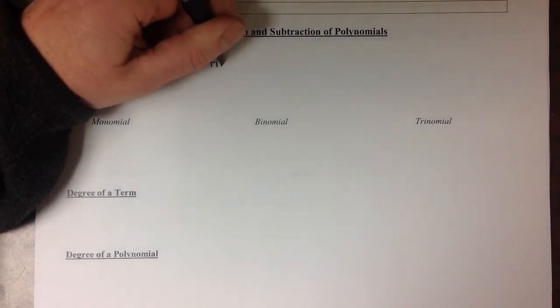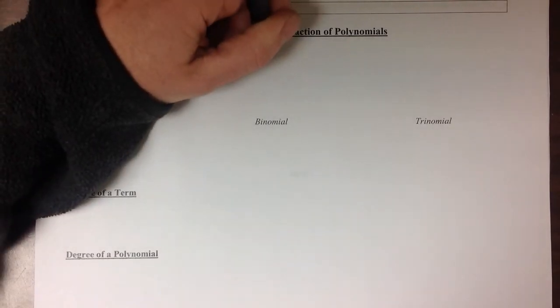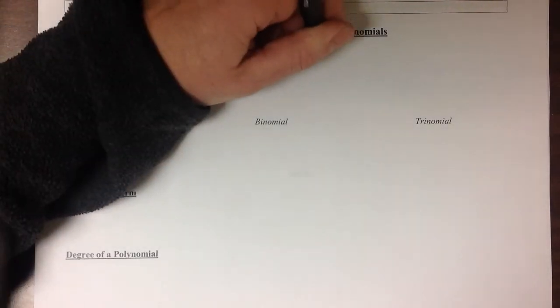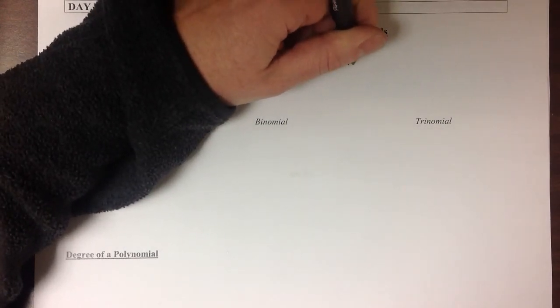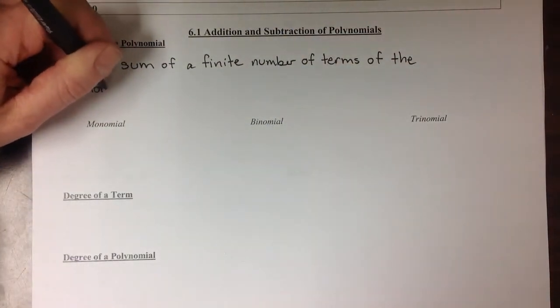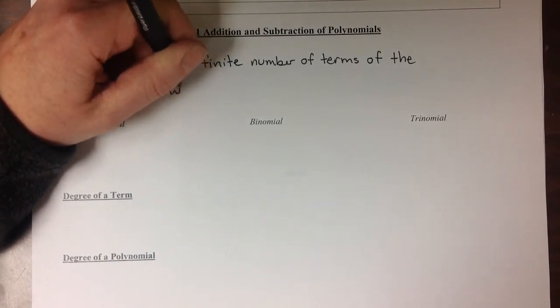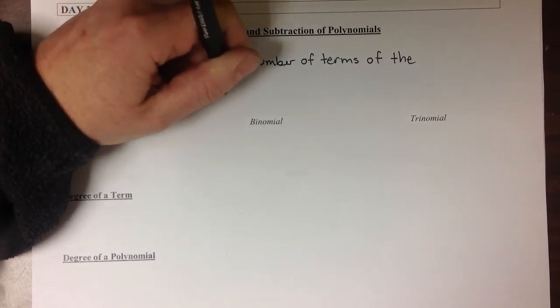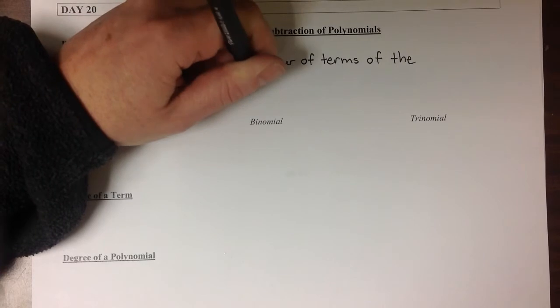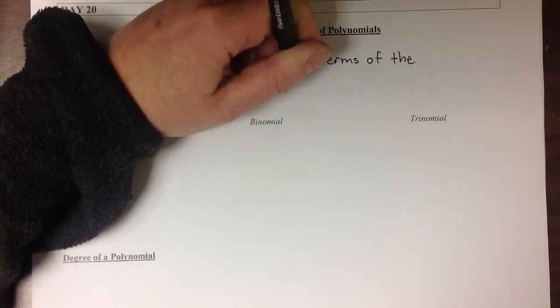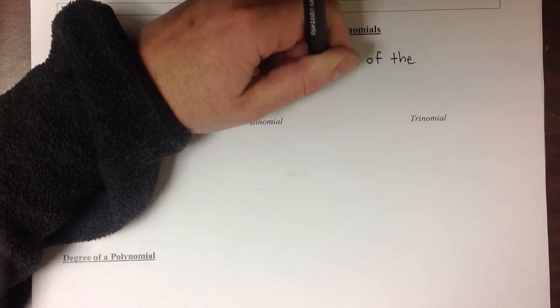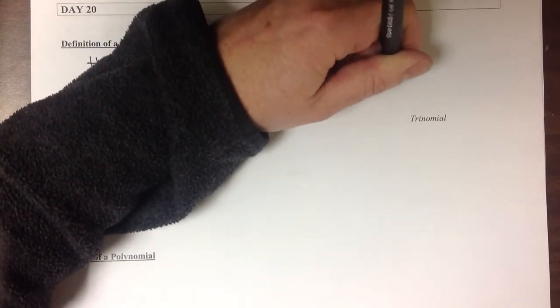of a finite number of terms of the form a times x to the n, where a is a real number and n is a positive integer.